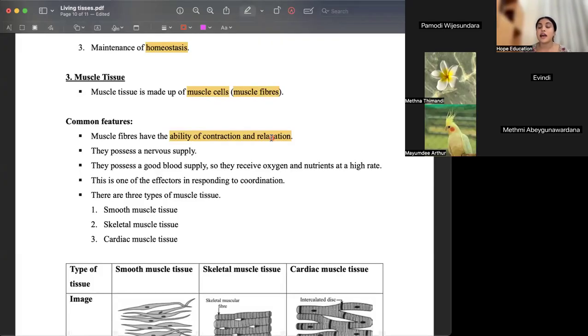So all muscles have that property. That is very important. That is why muscles are so flexible and they can move very well. They possess a nervous supply. When there is a certain sensation in your muscles, you can feel it. That is because there's a nervous supply.